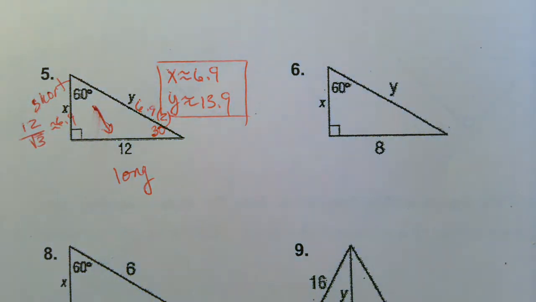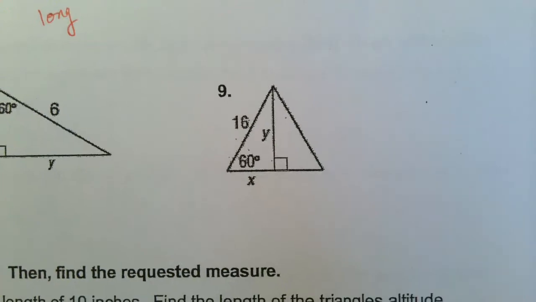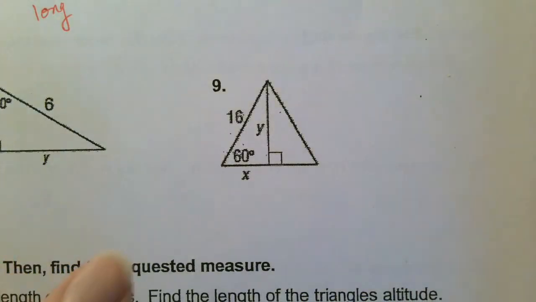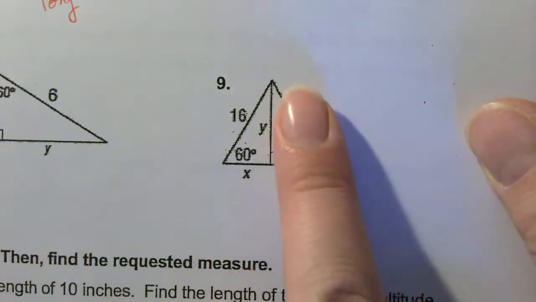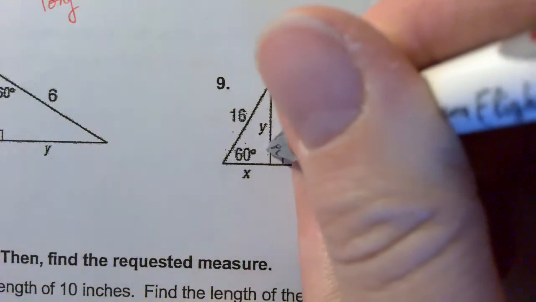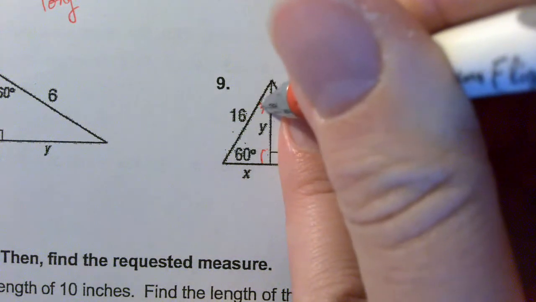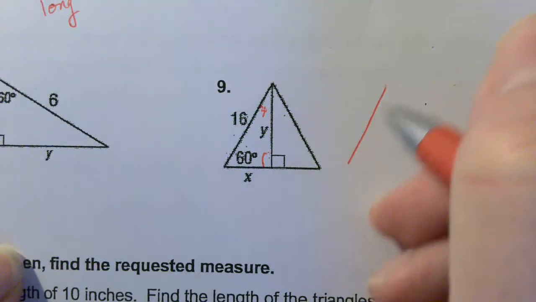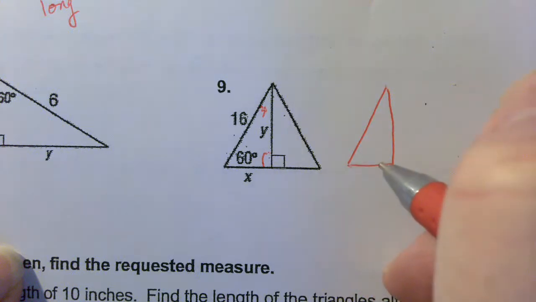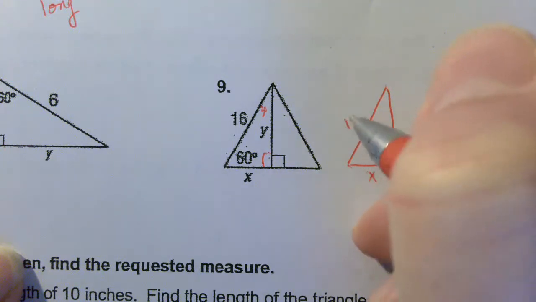Okay, I want to jump down to number 9. In number 9, you have a large triangle and it's cut. So I'm actually ignoring this. But this is 90, there's 60, and there's 30. So I'm really focusing in here on just this triangle to the side. So I can ignore the other half of that.